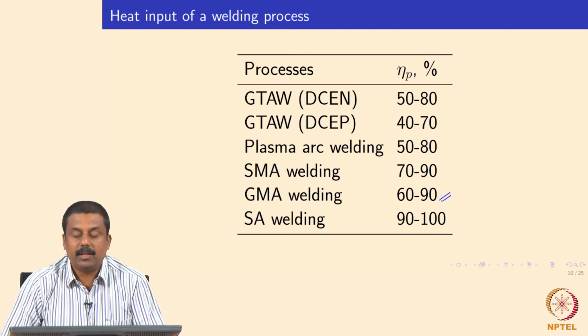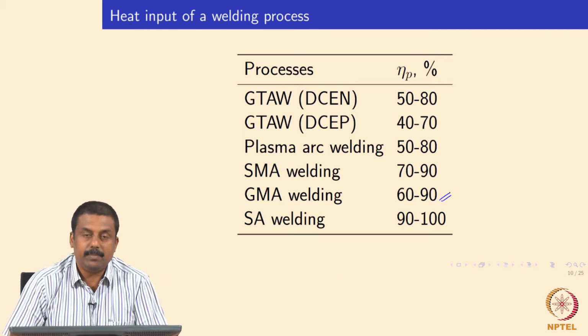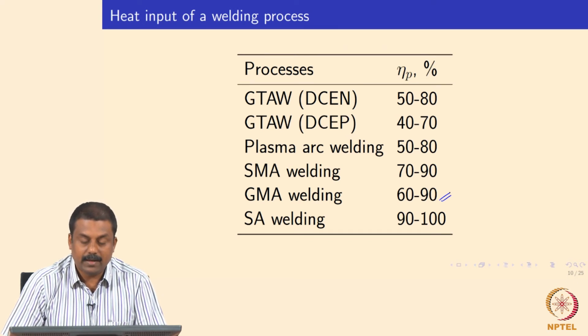whereas in a GMAW process, you can have the efficiency of the process going up to 60 to 90%, based on the heat transfer from the arc to the workpiece.